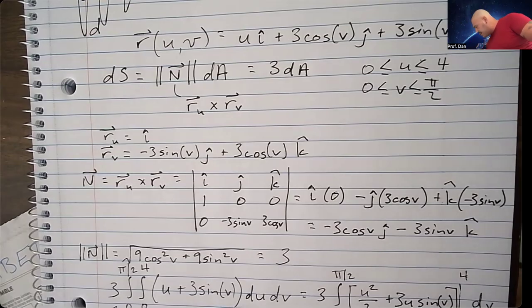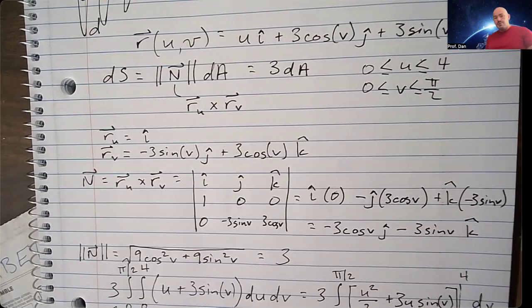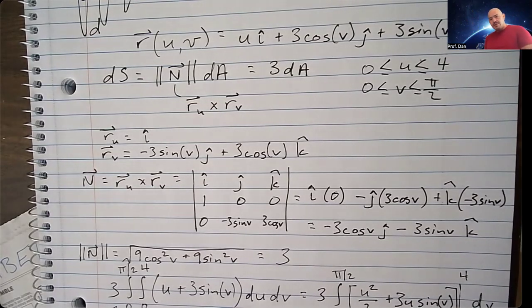Before I get into the example, just a little conceptual talk about this word. When we talk about flux, flux is essentially the rate that something flows through a surface. So this is a commonly encountered concept if you ever study something like fluid mechanics, fluid dynamics.